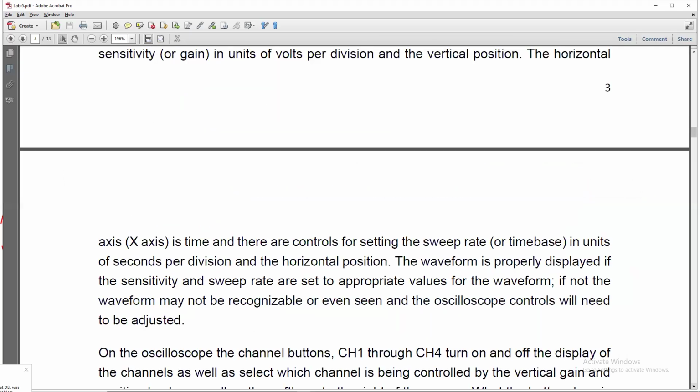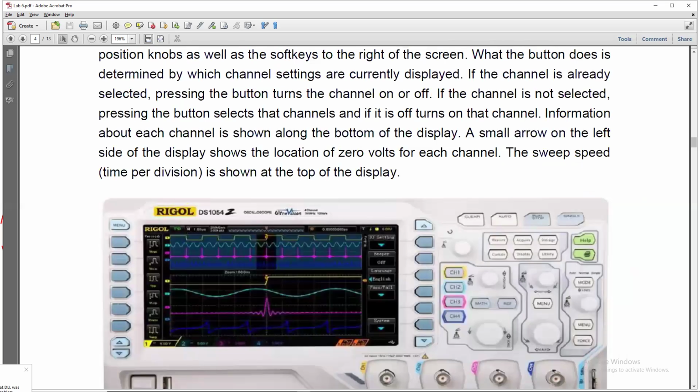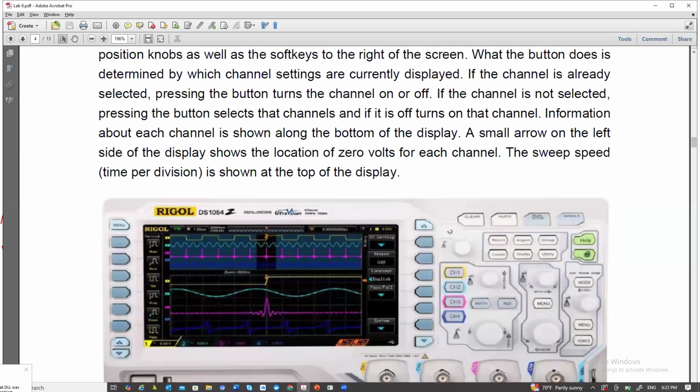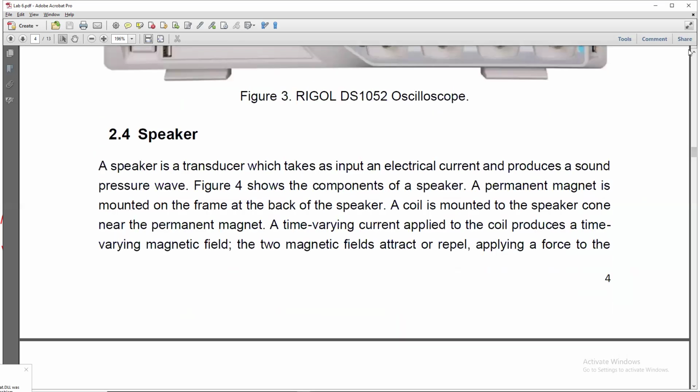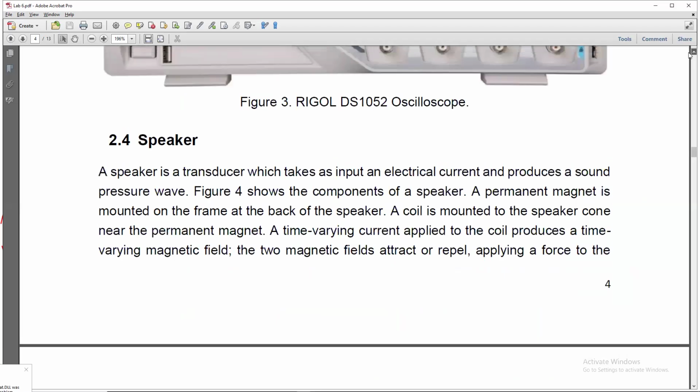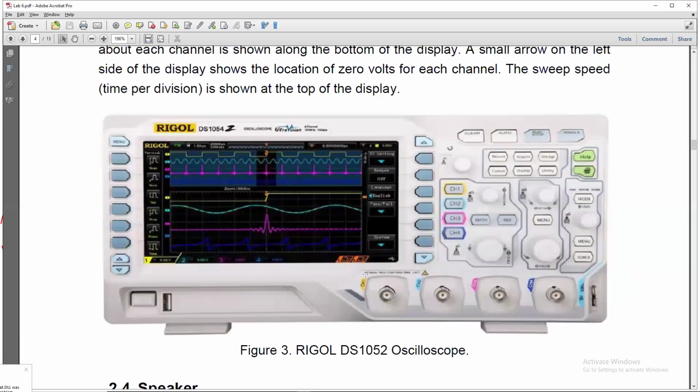The second one is the oscilloscope, as I told you. This oscilloscope is used to display signals. You can see here we have four channels. That means you can display four signals at the same time and see all of them. You have channels 1, 2, 3 and 4. You can display only one, or you can display more than one.